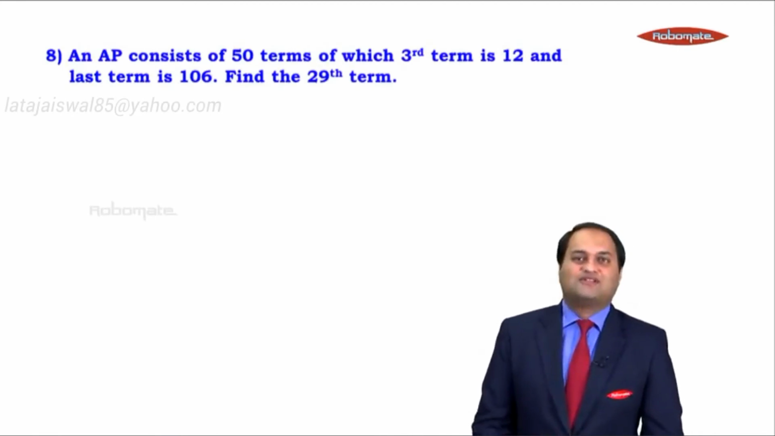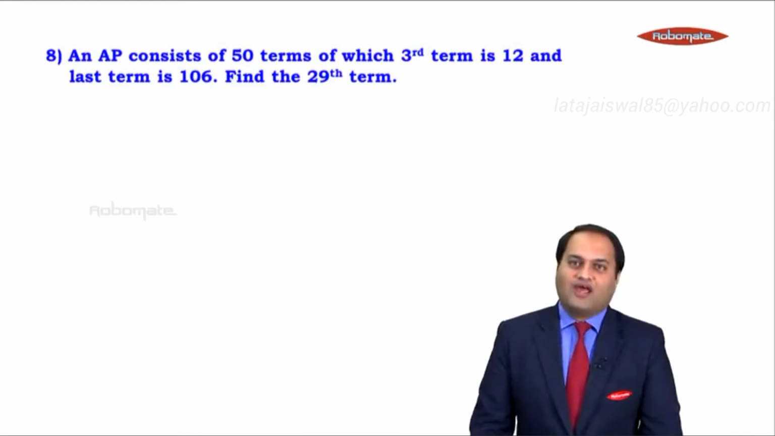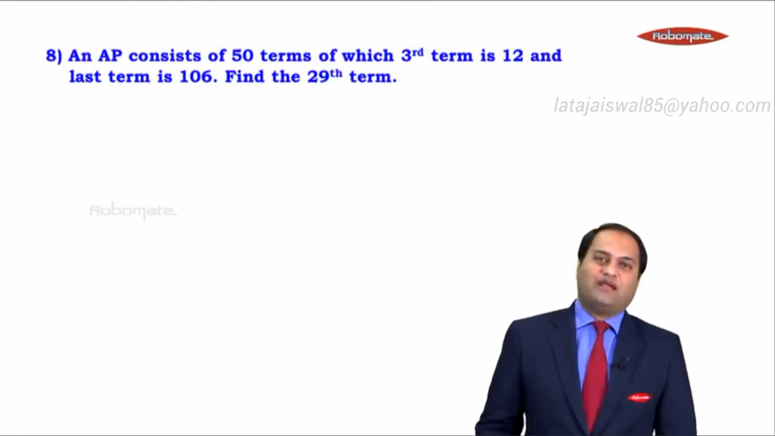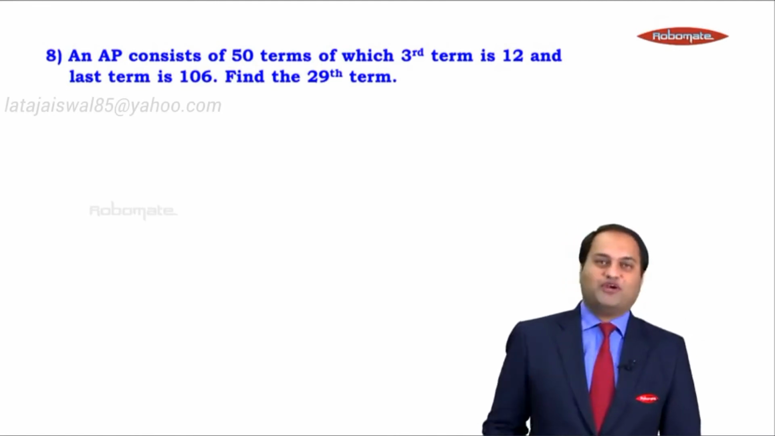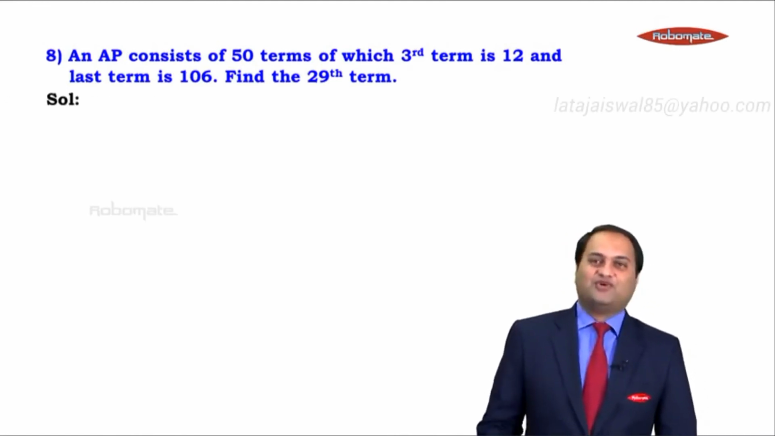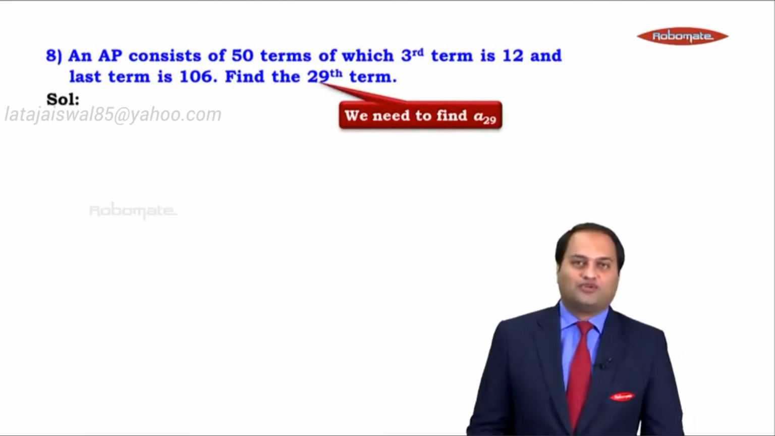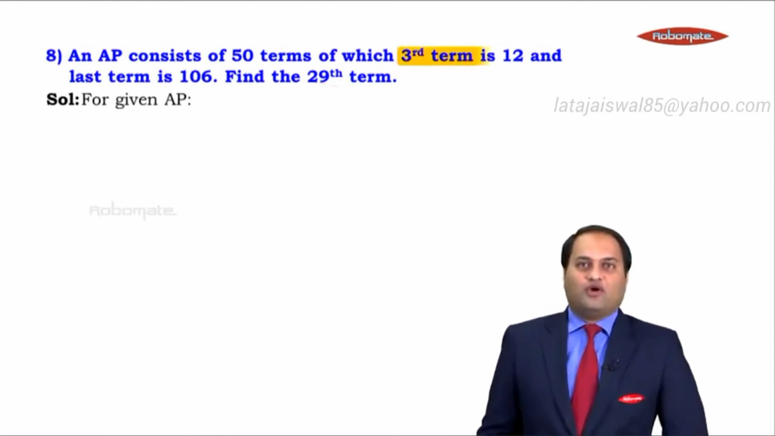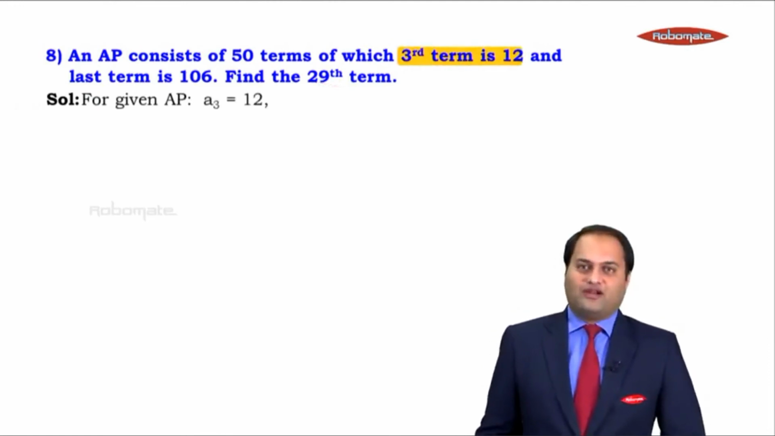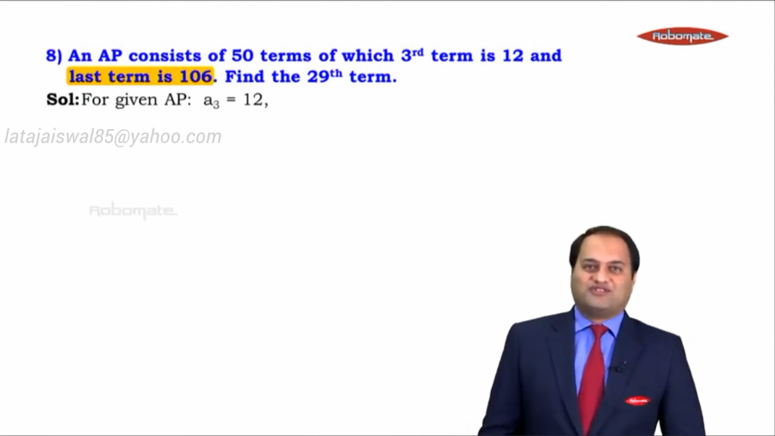The next sum is, an AP consists of 50 terms, of which third term is 12 and last term is 106. Find the 29th term. The sum is very similar to the previous sum, so let's go through it very quickly, right? Let's do it. The question is, we are supposed to find the 29th term, that is we are supposed to find A29, right? For an AP, what is given to us? The third term is 12, that A3 is 12, and the last term is 106.